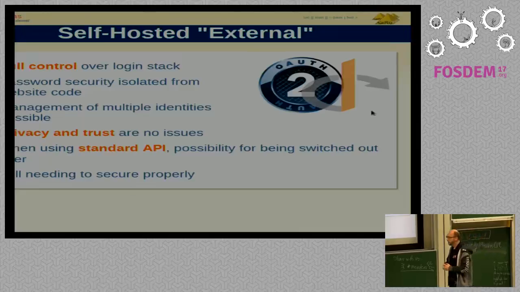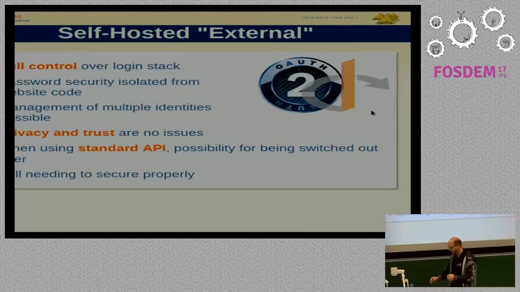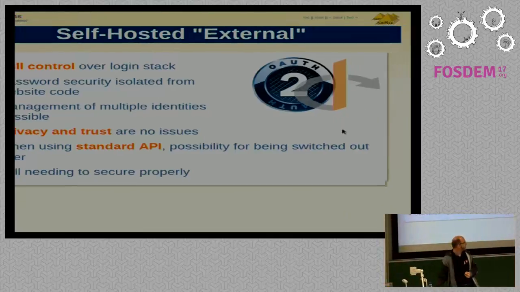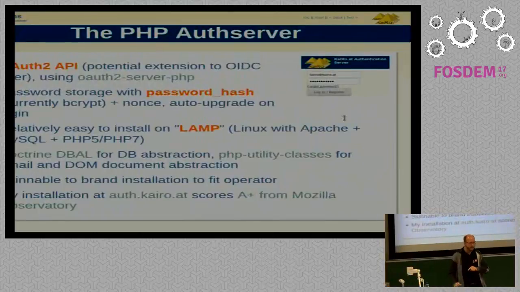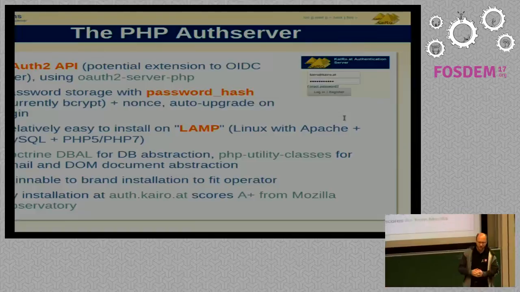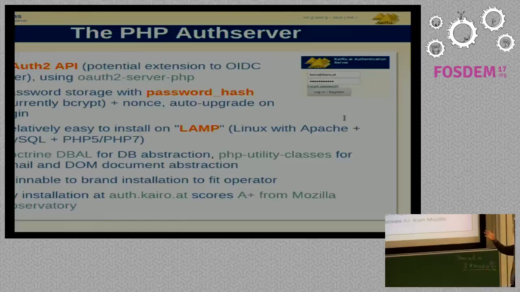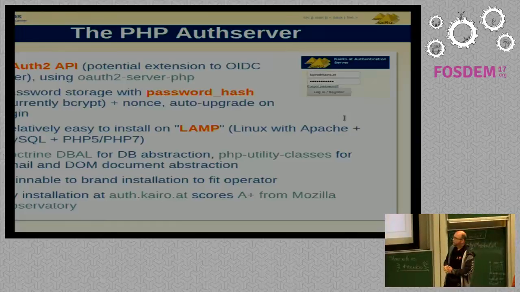But I thought there's good documentation how you should do that. I can probably look into that. And there's libraries already there for handling OAuth2. So I know PHP. I thought, well, there's libraries for OAuth2. Let's do something with this. And I created the PHP auth server. It's using the OAuth2 API via this library, via OAuth2 server PHP. It can be extended to OpenID Connect. I didn't do that yet.